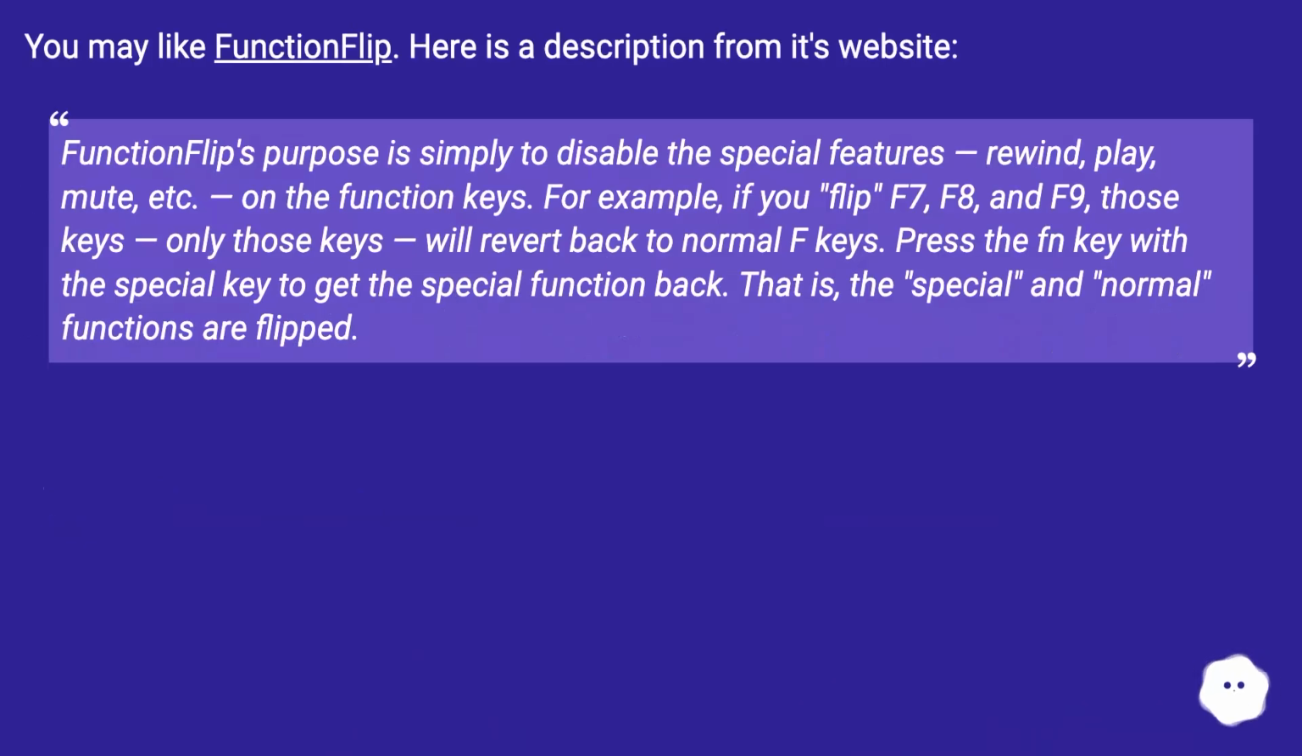You may like Function Flip. Here is a description from its website. Function Flip's purpose is simply to disable the special features, rewind, play, mute, etc., on the function keys. For example, if you flip F7, F8, and F9, those keys, only those keys, will revert back to normal F keys. Press the Fn key with the special key to get the special function back. That is, the special and normal functions are flipped.